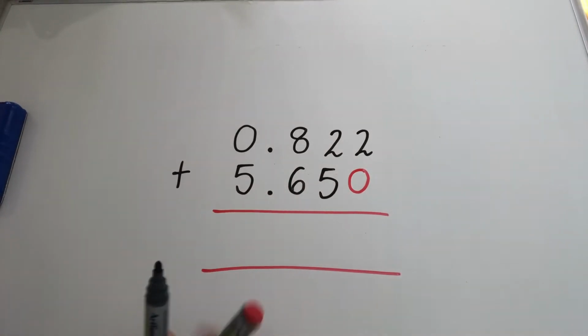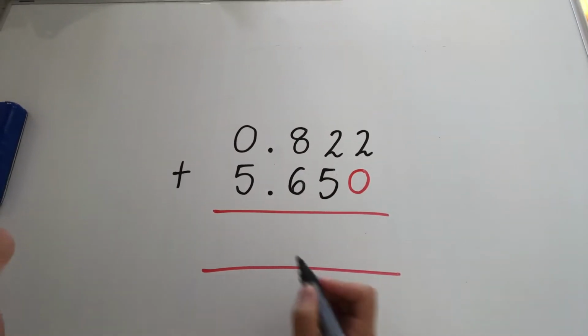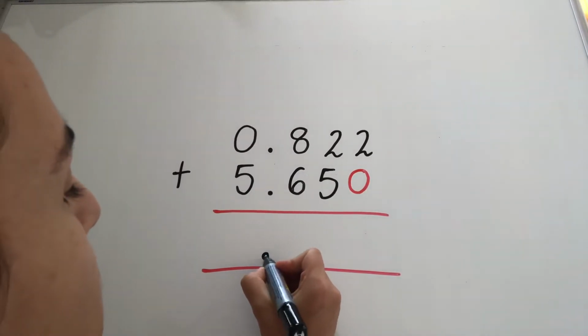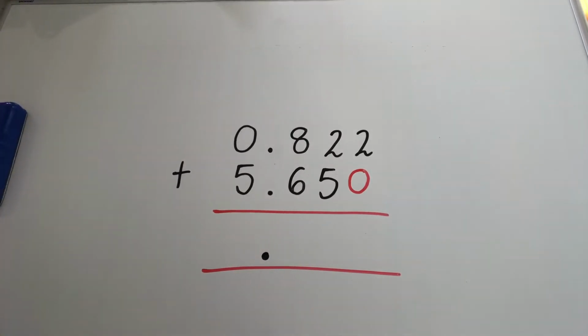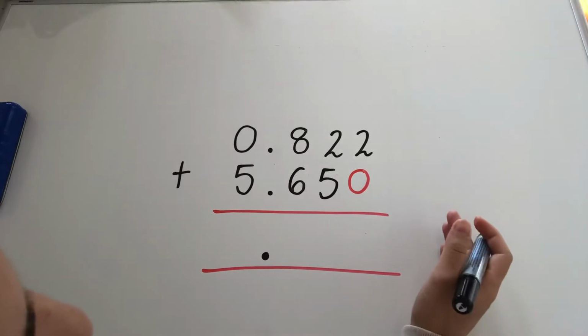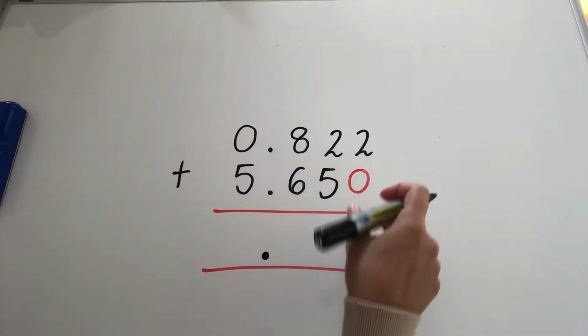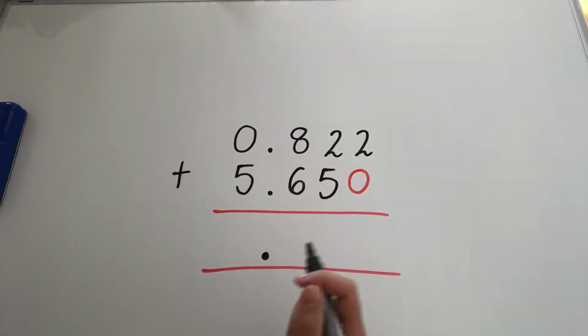What I'm also going to do with my answer, because often I forget to add my decimal point, is put it there straight away before I even start adding. Now, begin with the right-hand side. We always begin with the lowest value, so we're going to begin with our thousandths column and move towards the left.